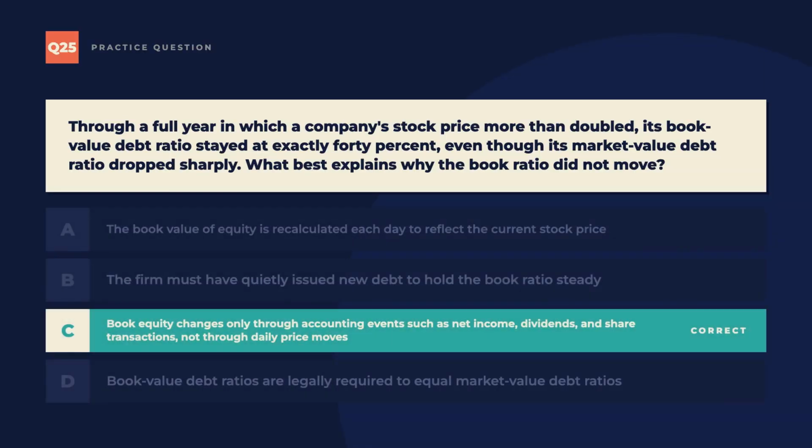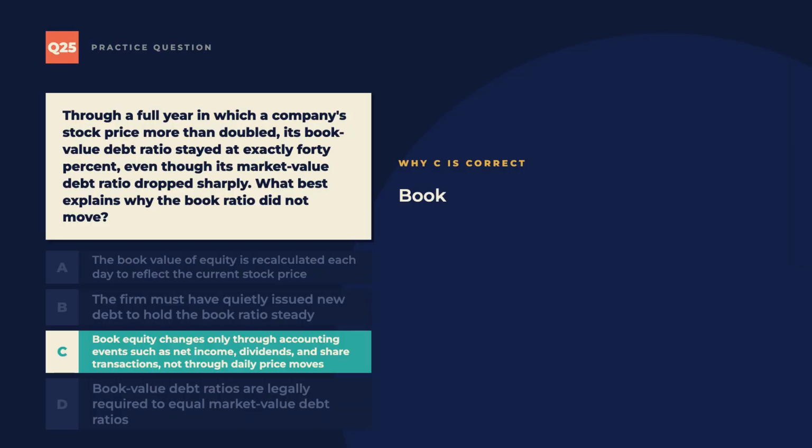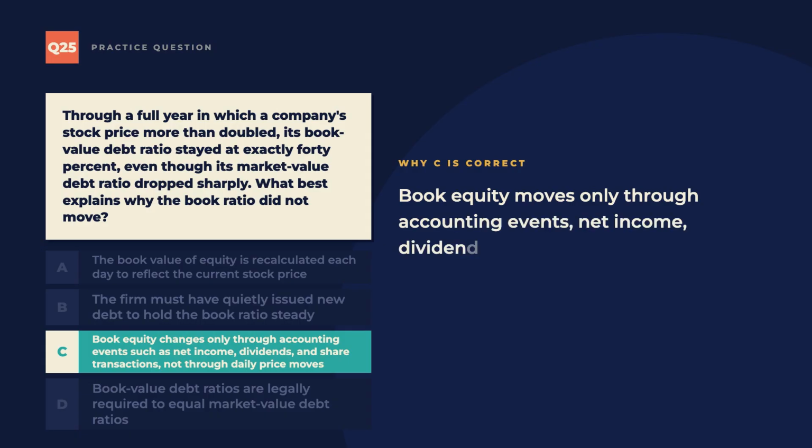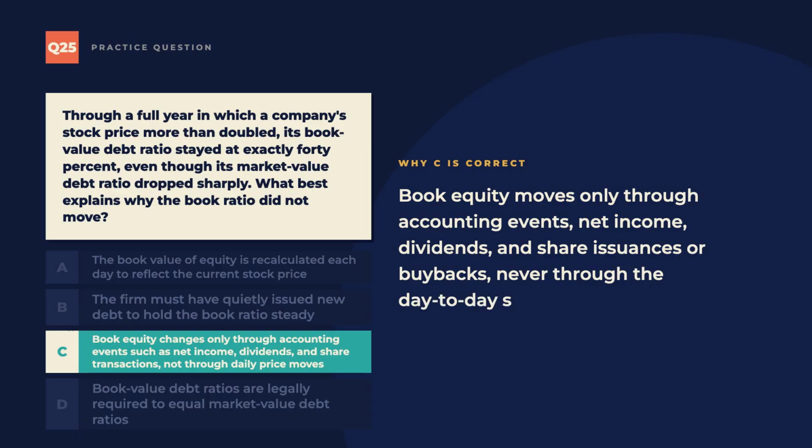The correct answer is C. Book equity changes only through accounting events such as net income, dividends, and share transactions, not through daily price moves. C is correct because book equity moves only through accounting events, net income, dividends, and share issuances or buybacks, never through the day-to-day stock price. So a stock rally alone leaves the book ratio flat even as the market ratio shifts a great deal.